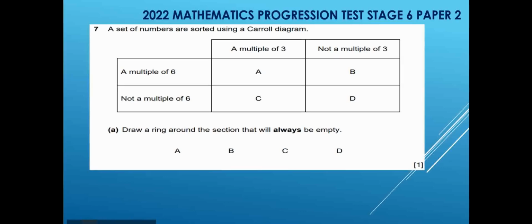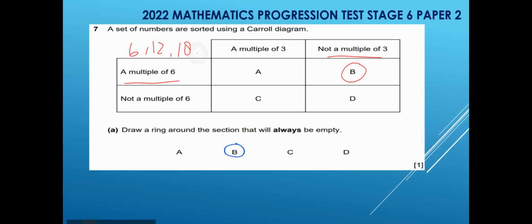The answer is B. Here's how it works. Why is B the answer? Multiple of 6 and not a multiple of 3. Let's take multiples of 6, say 6, 12, 18, and so on, and maybe 60, up to unlimited. So a multiple of 6 is always a multiple of 3, since all the numbers are divisible by 3. So this slot will always be empty.